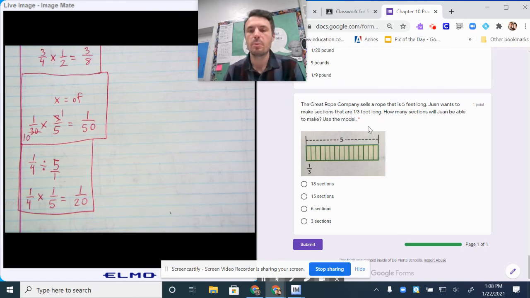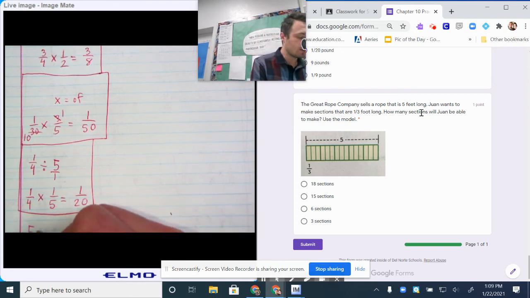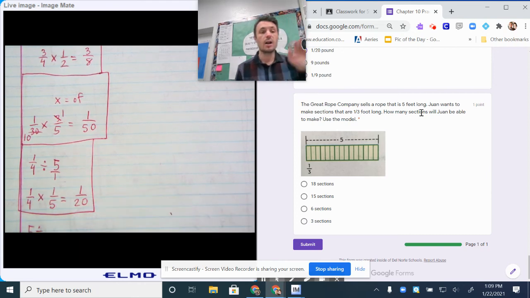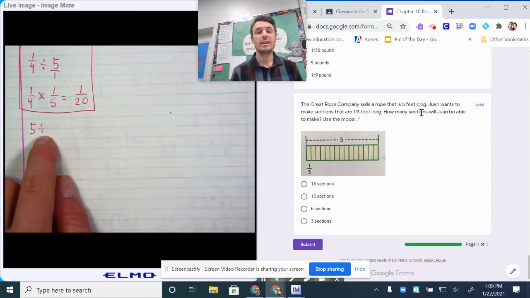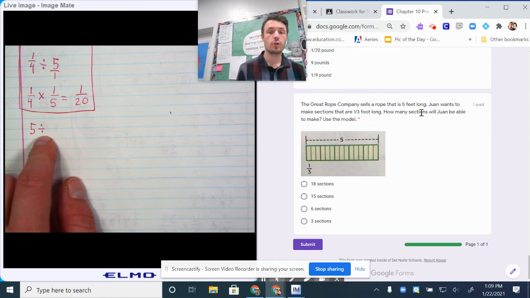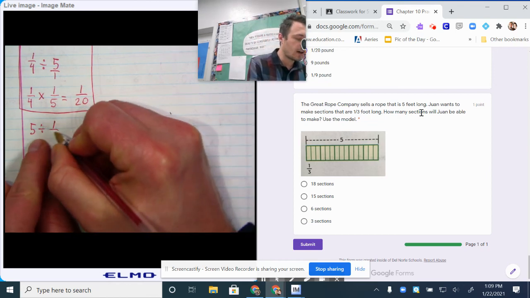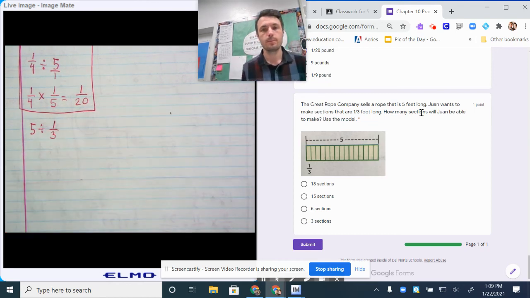The Great Rope Company sells a rope that is 5 feet long. Juan wants to make sections that are 1/3 foot long. How many sections will Juan be able to make? Use the model. Now, you can use the model if you want to, but we don't really need it. We know the rope is 5 feet long, and the rope is what's being cut up. That means the rope is being divided. So 5 is being divided by 1/3.